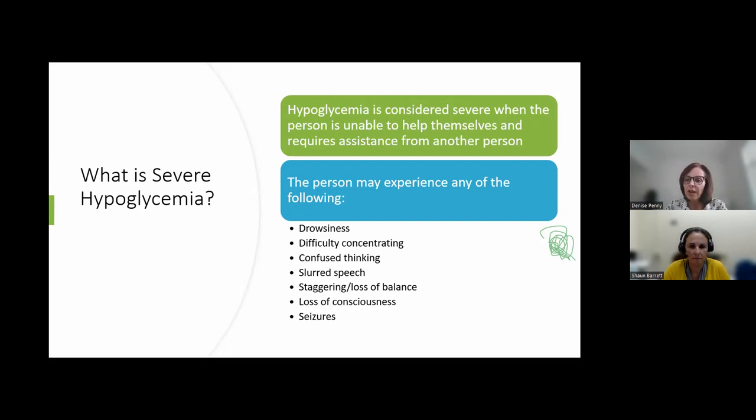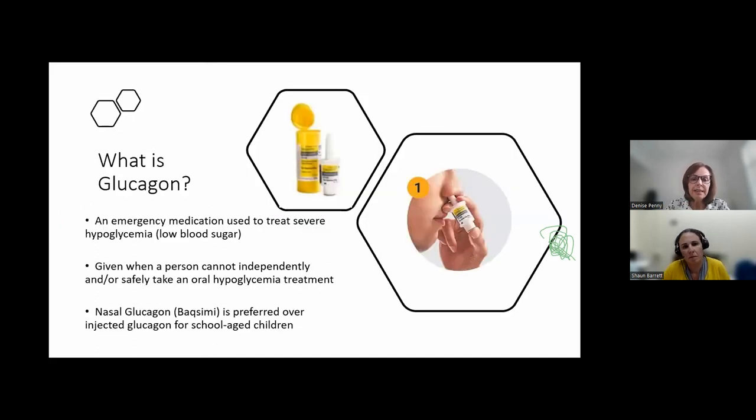This is very rare at school, but we do teach families about that as well, and we're starting to have some of the discussion with school staff. Part of that is because of the treatment with Baqsimi, which is the inhaled glucagon. There is a nice YouTube video that shows how it is administered. I think it's a minute and a half. This used to be given by injection, but since about 2021, we've had the emergency use of glucagon through a nasal inhaler. It is approved in all school age children, so age 4 and above, given when they can't independently take any oral treatment.